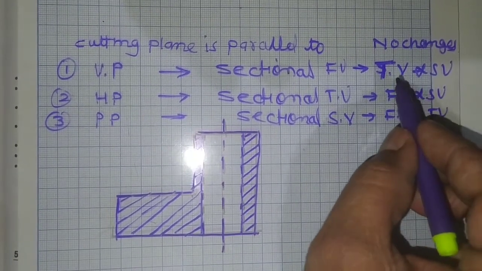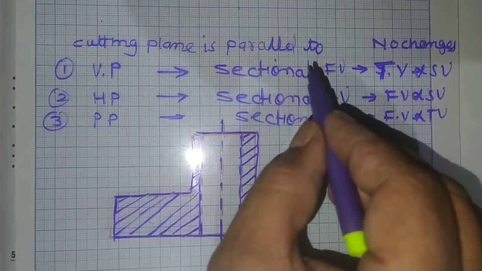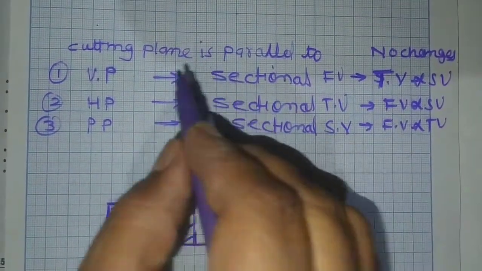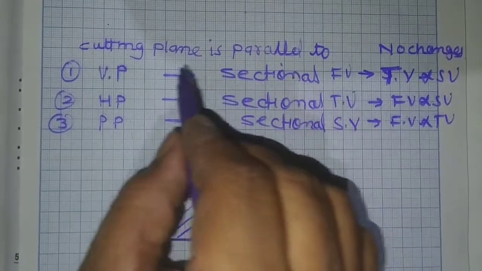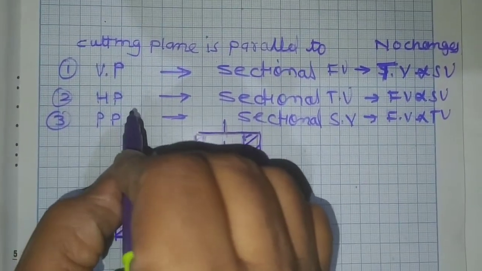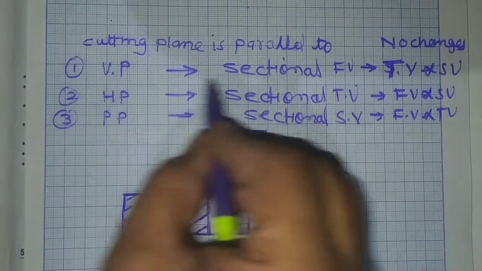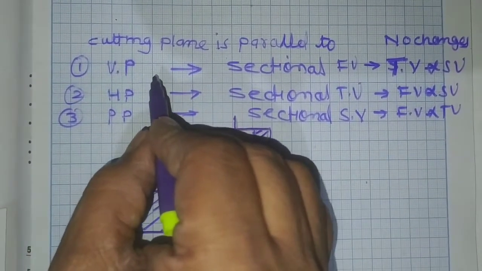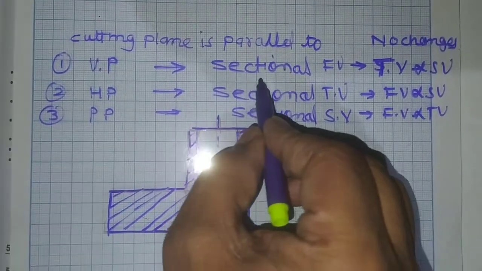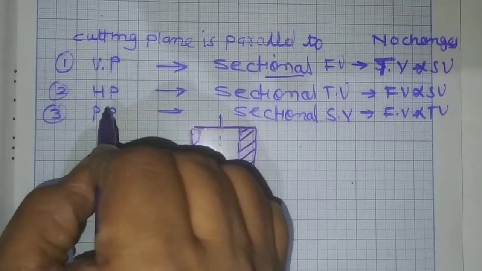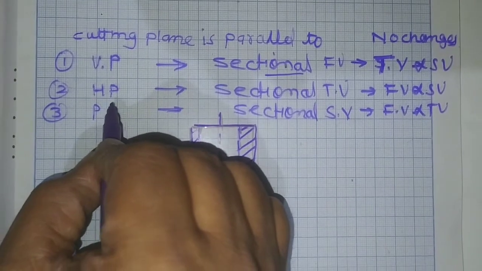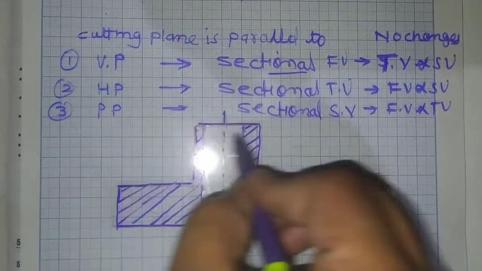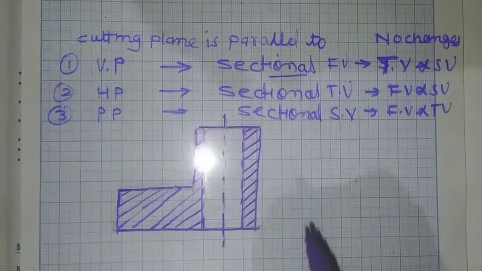In sectional orthographic views, the cutting plane is imaginary, and whichever plane the cutting plane is parallel to, on that plane the view observed is sectional. If the cutting plane is parallel to VP, a single line of the cutting plane is observed in the top view, but you observe the sectional front view. If the cutting plane is parallel to HP, the sectional top view is observed. If the cutting plane is parallel to PP, the sectional side view is observed.